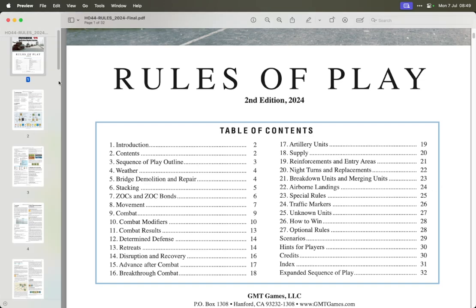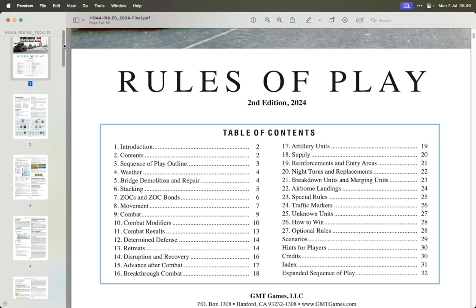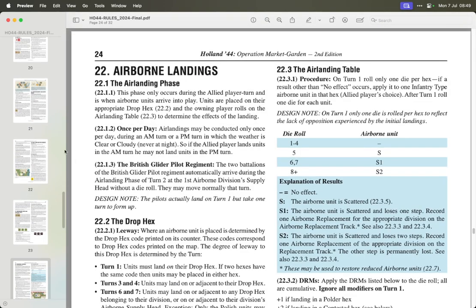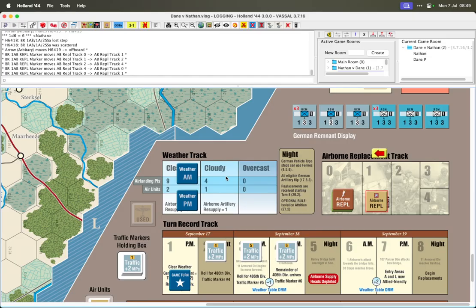Airborne landings, page 24. Just opening the relevant section of the rules in a separate window.